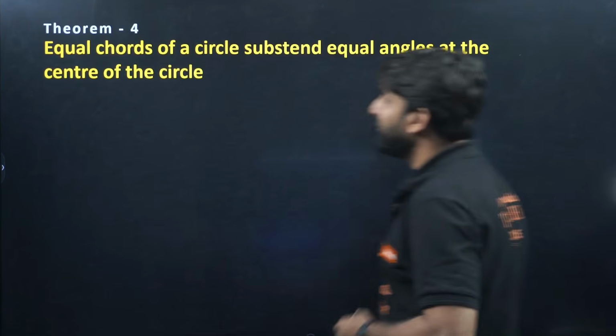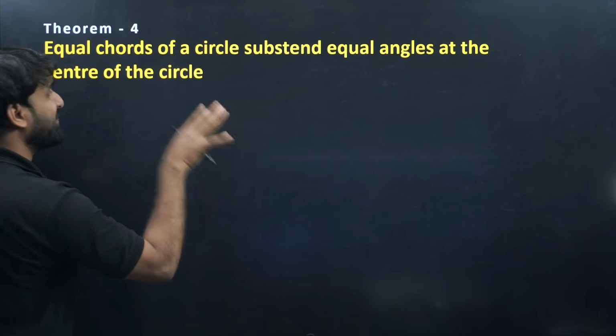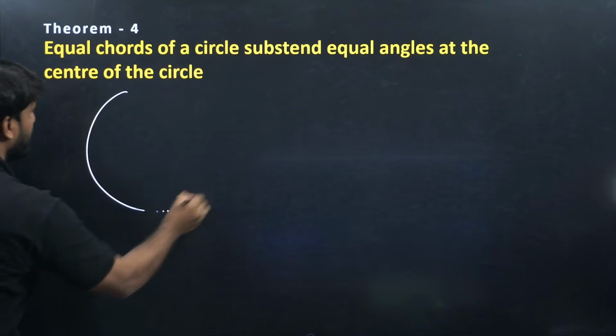Moving on to theorem number 4. Theorem number 4 is: equal chords of a circle subtend equal angles at the center of the circle, which is very interesting. Look, I have this circle.